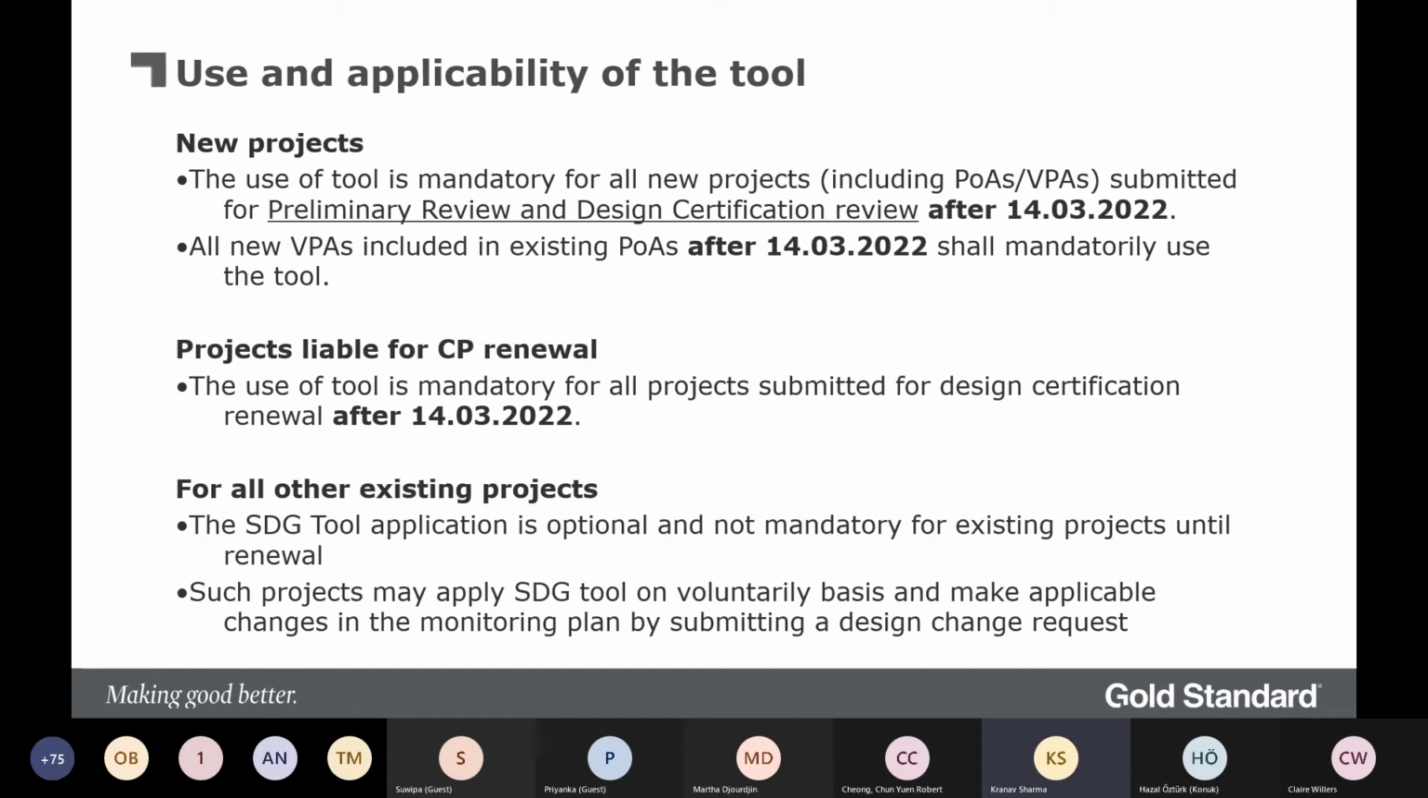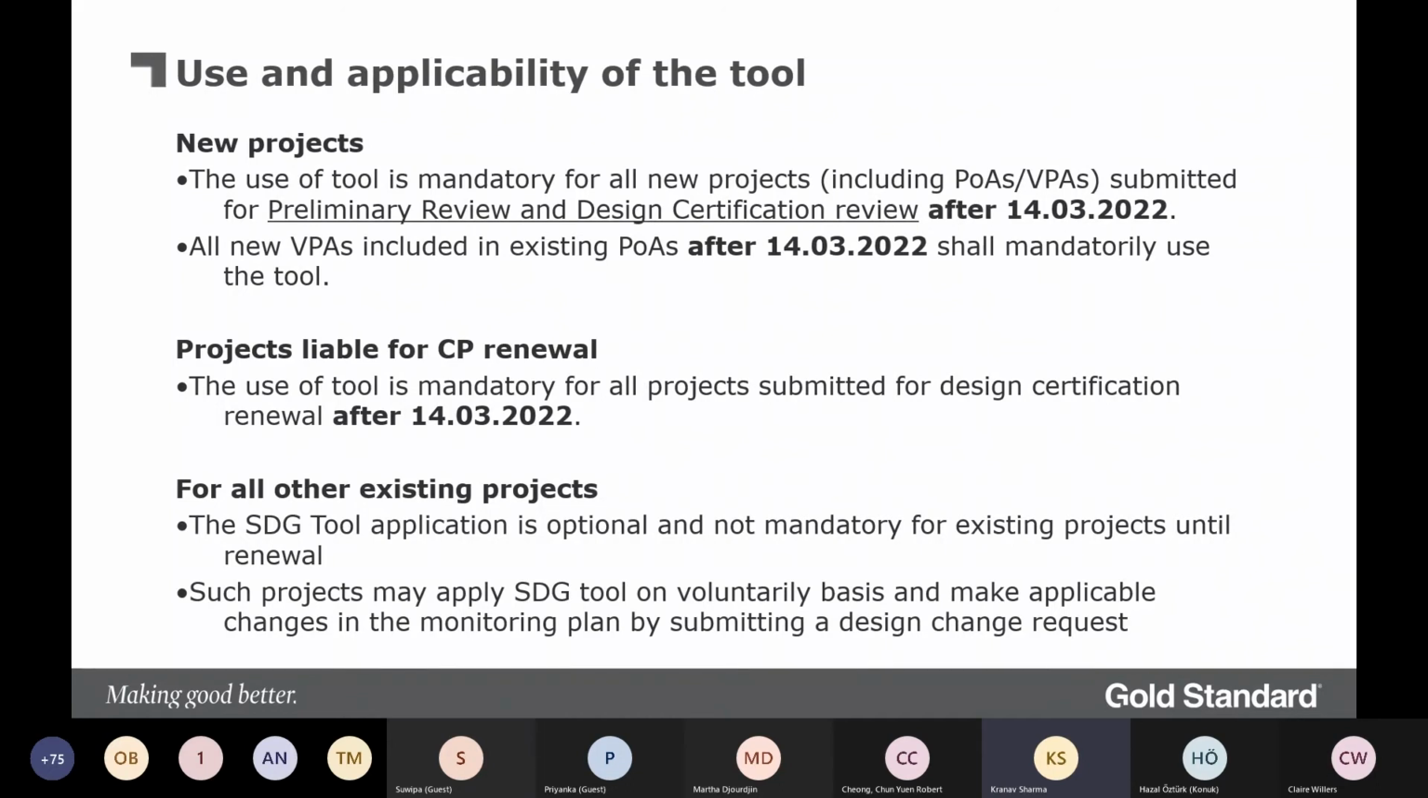In terms of projects that are liable for CP renewal or crediting period renewal, the use of the tool again is mandatory for all projects that are submitted for design certification renewal after 14th of March 2022. So this date, 14th of March 2022, is quite important, and this should be considered as the threshold date after which the use of the tool is mandatory. Again, for all existing projects, the SDG tool application is optional and not mandatory. And this is obviously for all the projects that are existing and certified under Gold Standard.